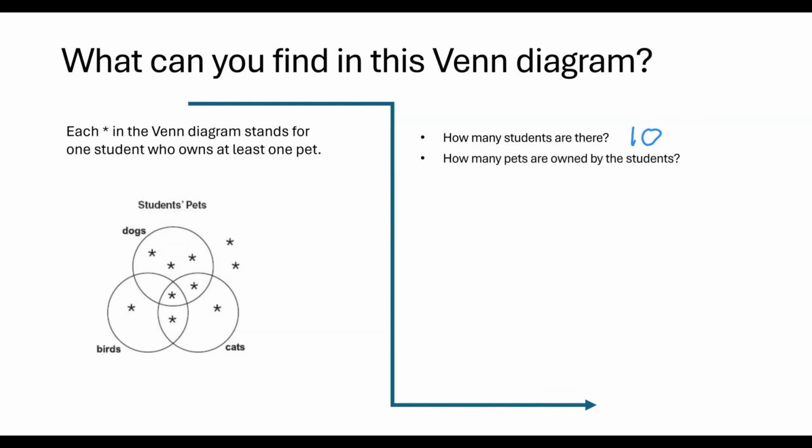How many pets are owned by the students? Can you answer this question? Think about it. It's actually hard, maybe impossible, because it says each star stands for one student who owns at least one pet. Let's imagine a student who says, I have a dog at home. It says at least one pet. So what happens if the student has 20 dogs at home? You see, you cannot answer this question. So how many pets are owned by the students? You can't answer the question at all, right?